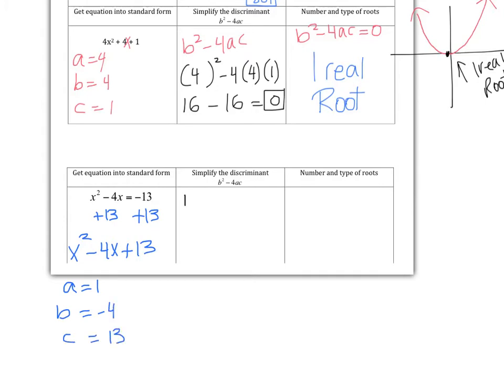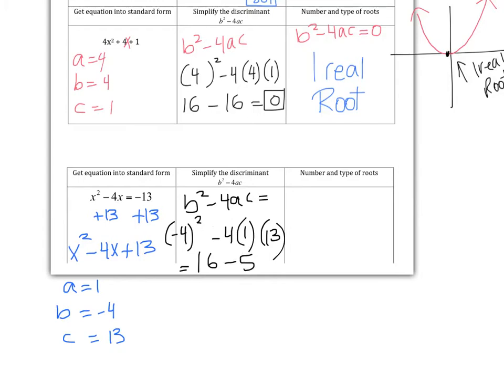So my b squared minus 4ac, which is the discriminant, is going to be equal to... I messed up. The b is negative 4. So let's fix that. It's going to be negative 4 to the power 2 minus 4 times the a times the c. If you calculate that, you'll see that negative 4 to the power 2 is 16, and negative 4 times 1 times 13 is going to be negative 52. So 16 minus 52 is going to give you negative 36.